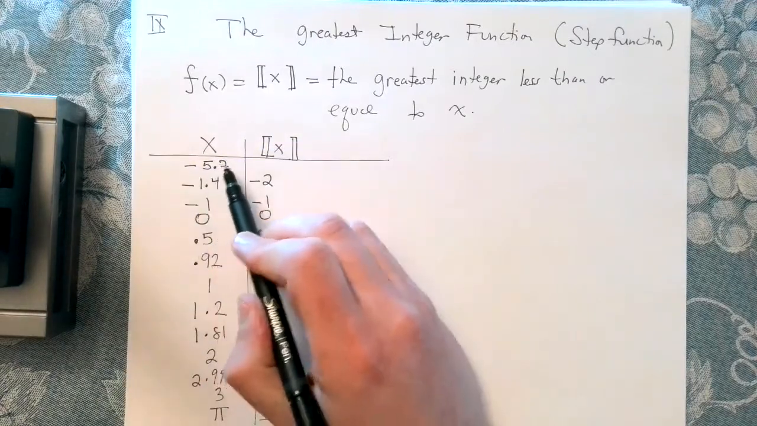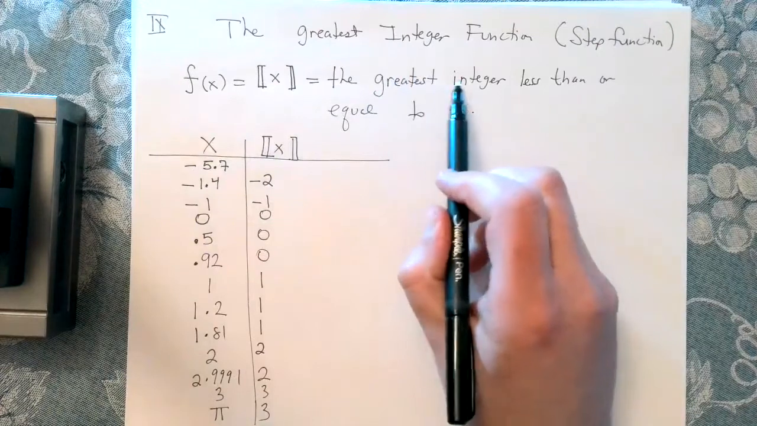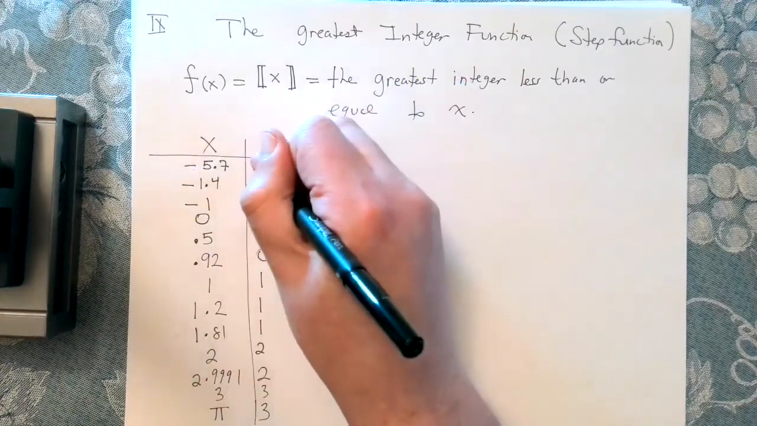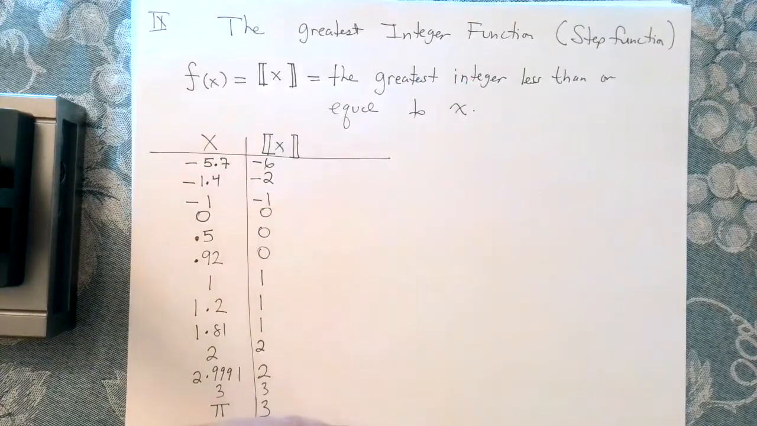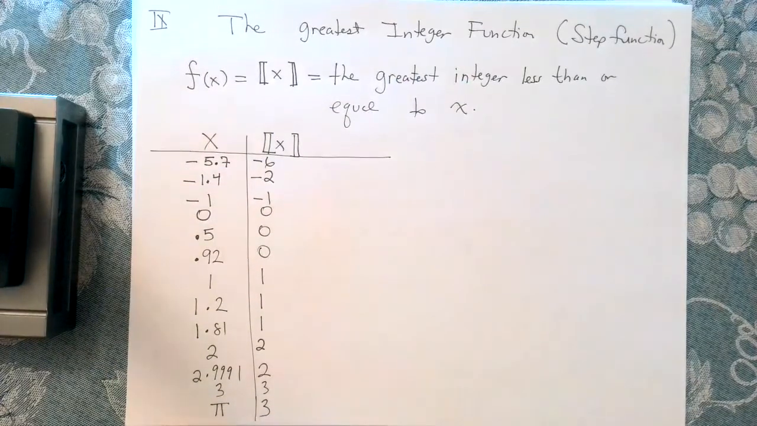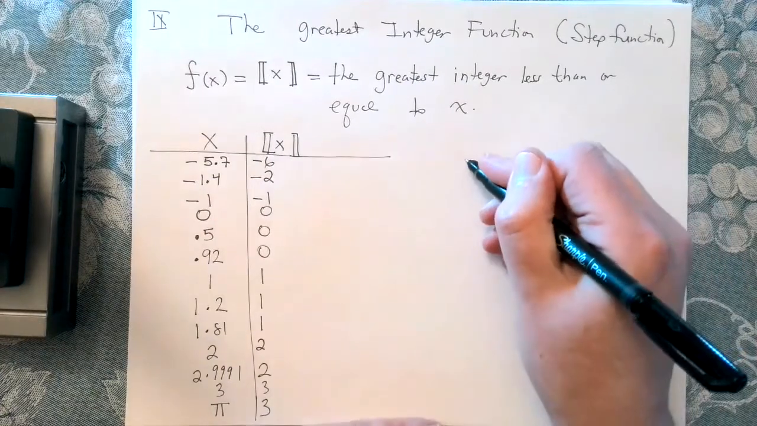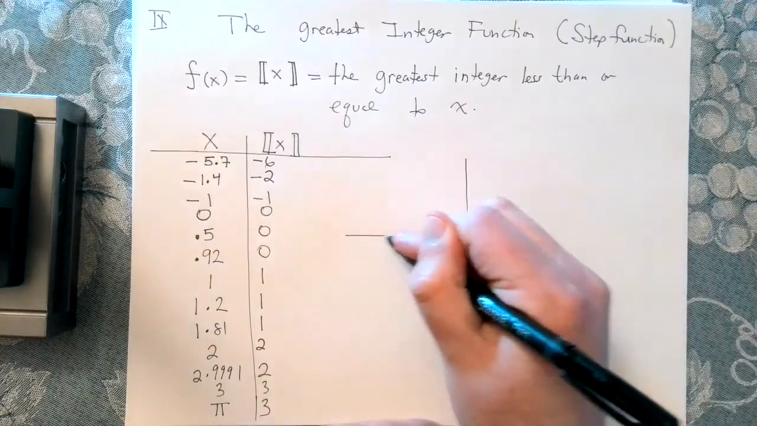Negative 5.7. What's the greatest integer that's smaller than negative 5.7? Negative 6. Okay, so what does the graph of this function look like? Now you'll see why it's called the step function.